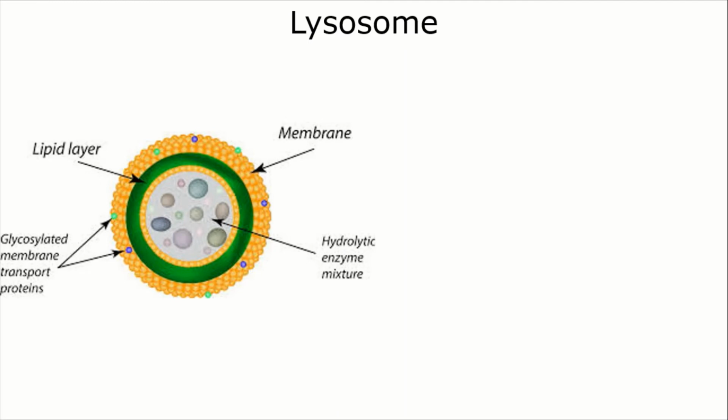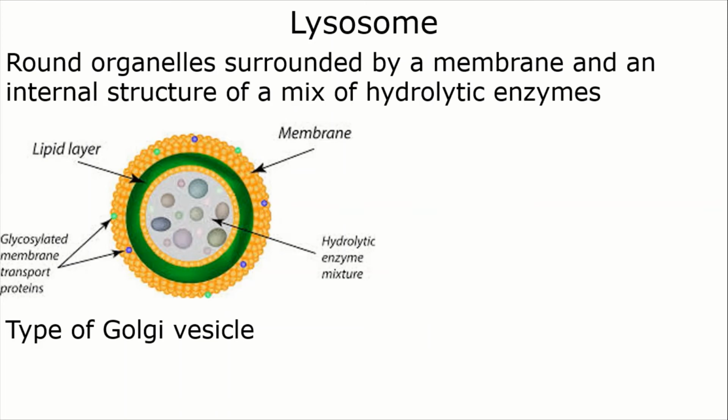Our next structure is the lysosome, which we've mentioned. They can be synthesized by the Golgi apparatus. And a lysosome is a type of Golgi vesicle. They're round organelles, and they're surrounded by a membrane, and they have an internal structure that's a mix of hydrolytic enzymes. Their actual internal structure is largely unknown to us, so this diagram may not actually be accurate as to what they look like inside.